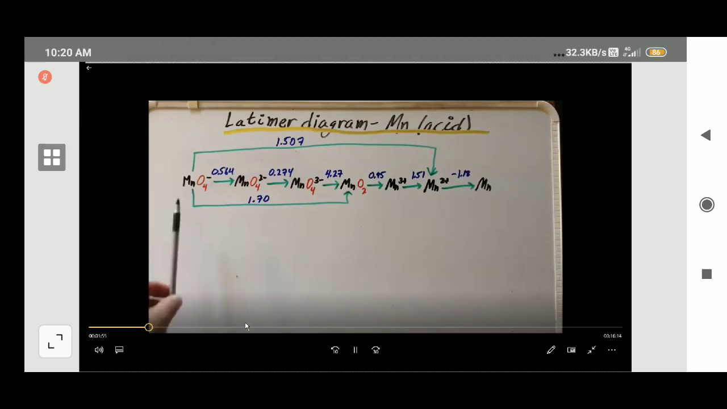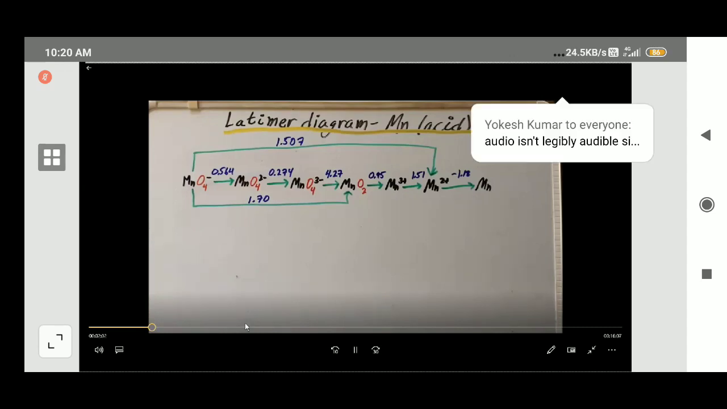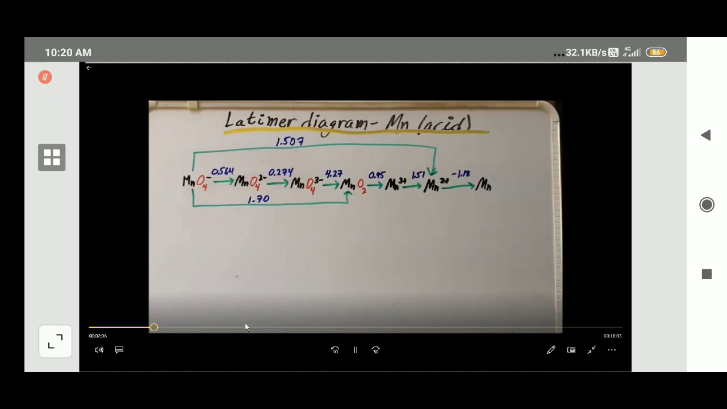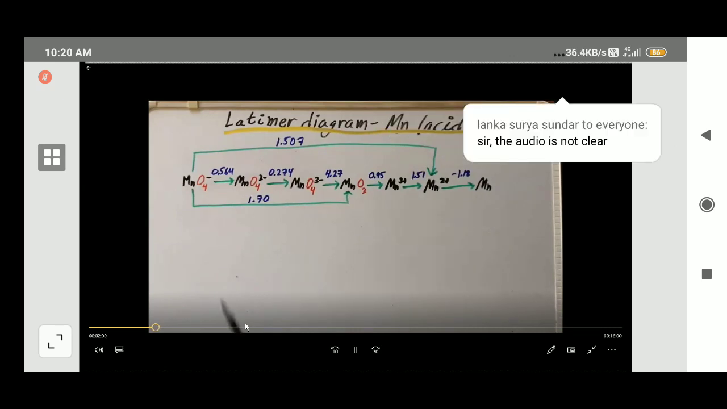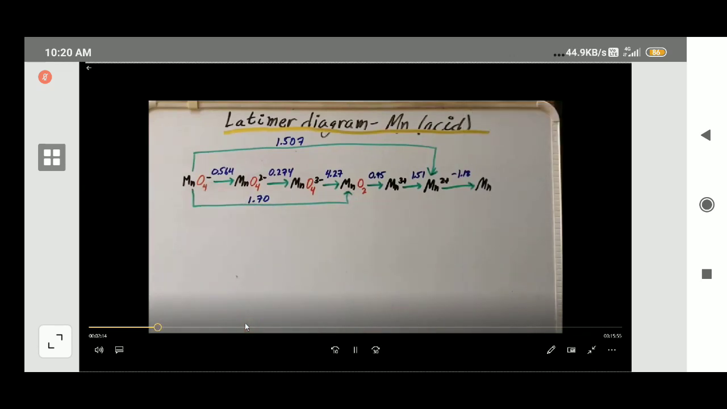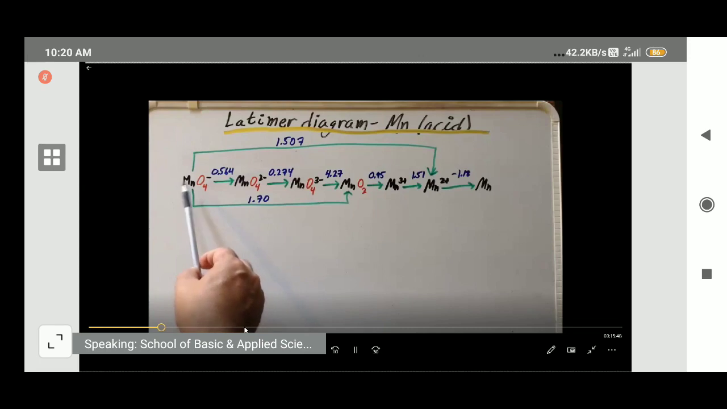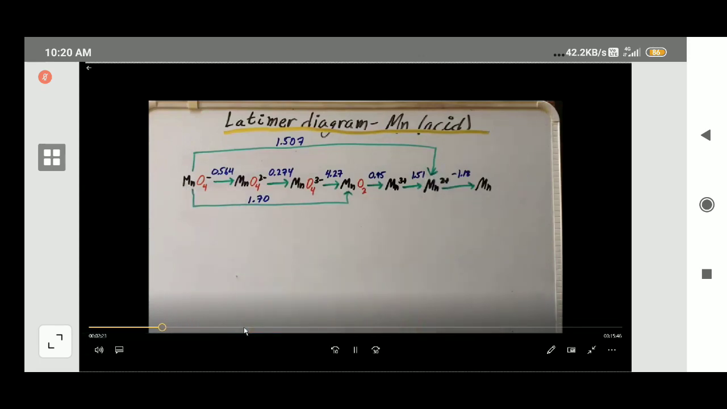Recall that species such as permanganate ion is a very powerful and very useful oxidizing agent, particularly in acidic solutions. In this video, we will write out in detail the balanced half reactions for every step shown in the diagram. We have the main pathway here: the direct reduction of permanganate ion to manganese 2 plus, and the intermediate reduction of permanganate to manganese oxide.